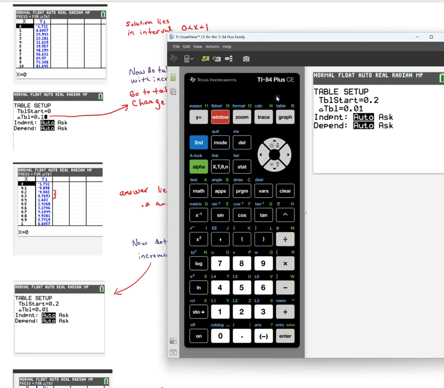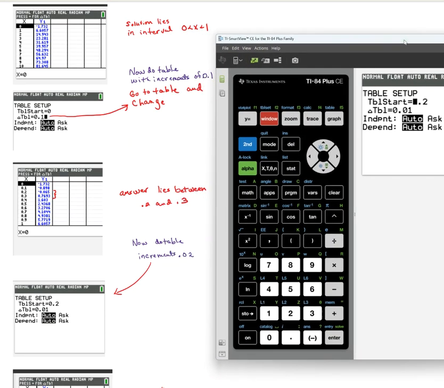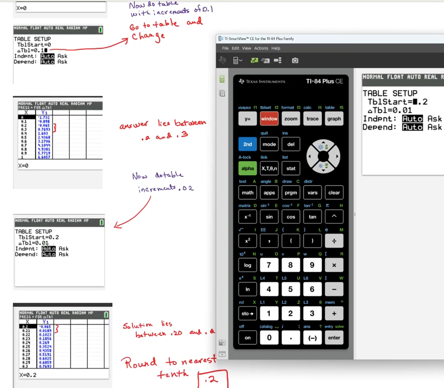Now when we're looking at that, where is there a change? Right here, there's a negative and a positive. That means that y is crossing over the x-axis there when you go from a positive to a negative. So it's between 0.2 and 0.3. We want to get a little bit closer. So you go back into the table set and change that increment to 0.01. Remember, it was 0.1. So we'll change it to 0.01.